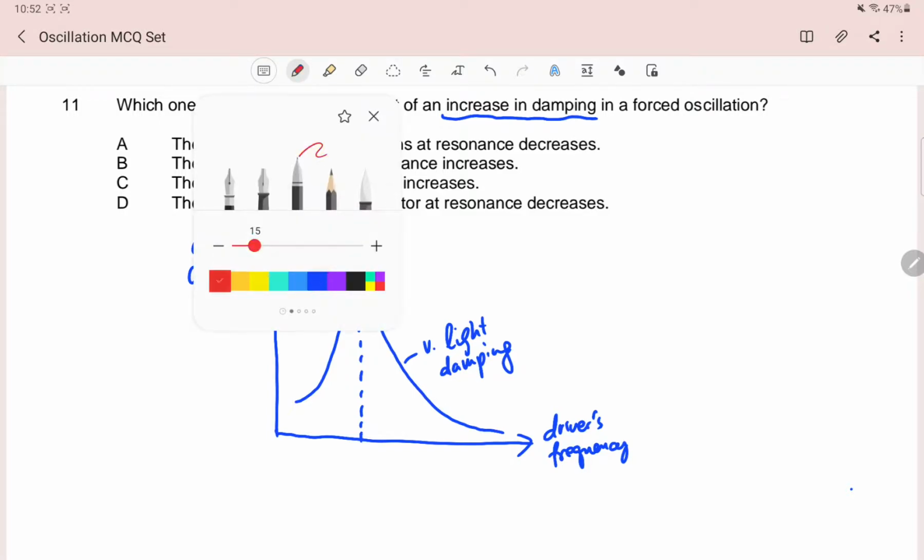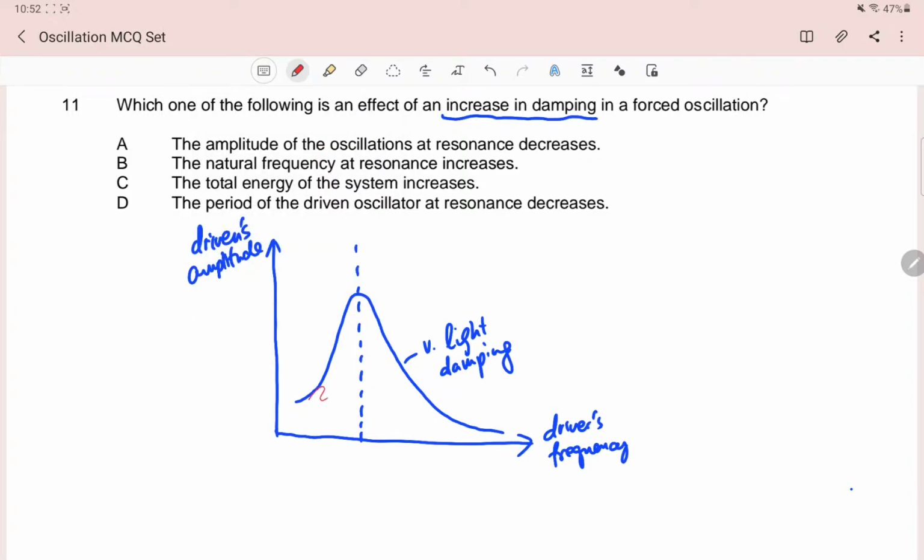So with that, the new graph will have two features. Number one, with the increase in damping, at any frequency, you will expect that the new graph is lower than the original graph. And that must be common sense, because with more damping, the oscillator definitely cannot have as great an amplitude, or you struggle to have such an amplitude. And number two, the resonant frequency will drop.